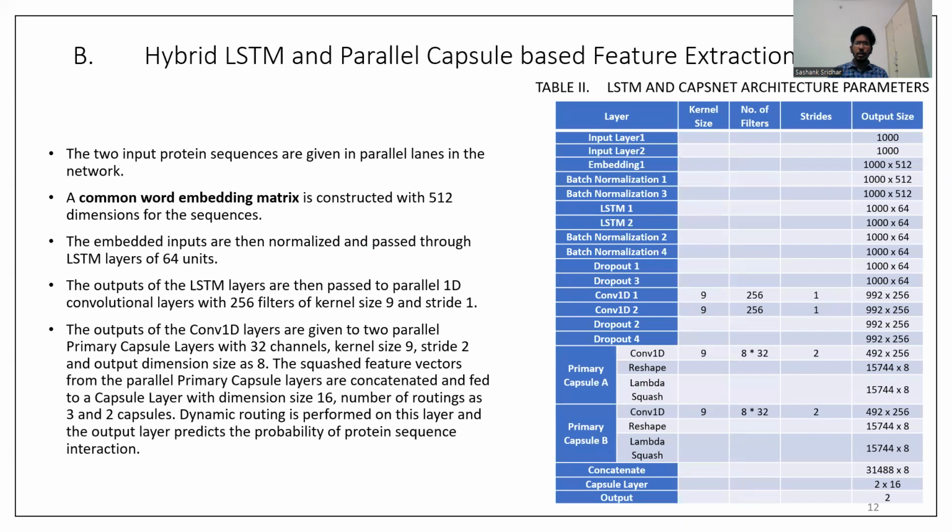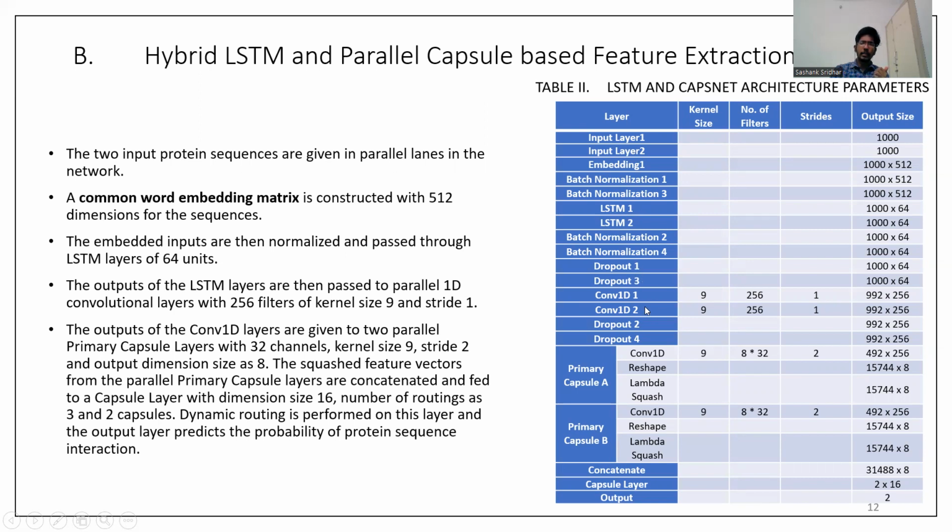So this is the overall neural network architecture that we have built. It comprises two input layers, each consisting of a single protein motif. From these we create an embedding layer, which is common for both the sequences. Then we create a batch normalization layer and feed it to LSTMs. These LSTMs are responsible for extracting the initial temporal data from the given sequences.